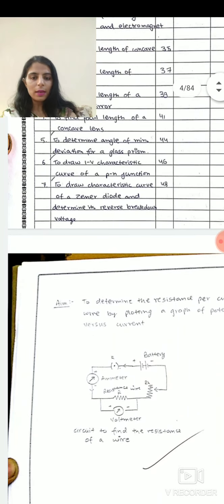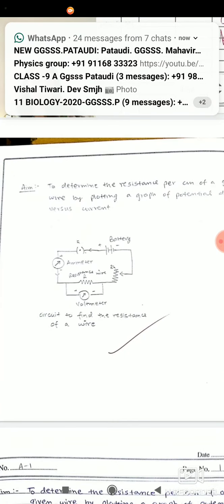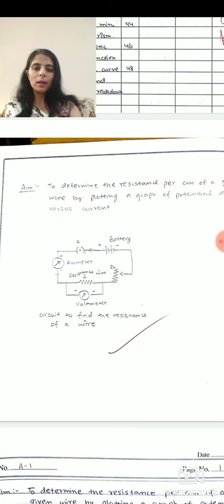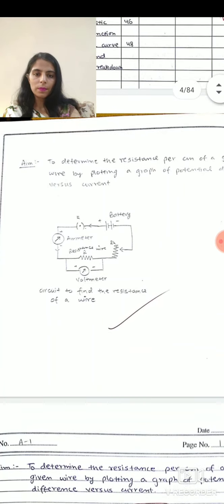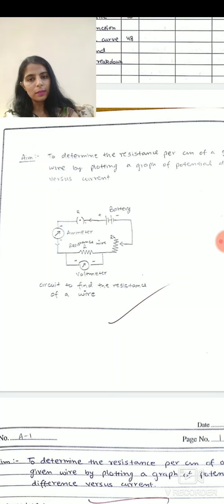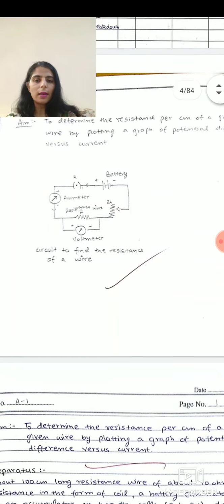After writing the index, come to the first page of your file. The left hand side of the practical file is a blank page and the right hand side pages are the ruled ones. To write the practicals, firstly you have to write the aim on both sides of the pages, on the blank side as well as on the ruled page. On the blank page, draw a neat circuit diagram.